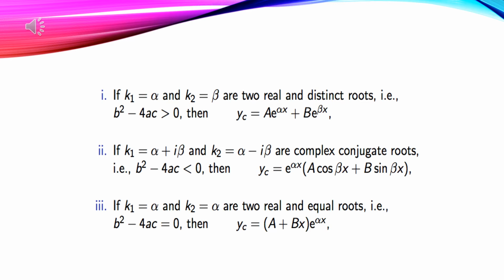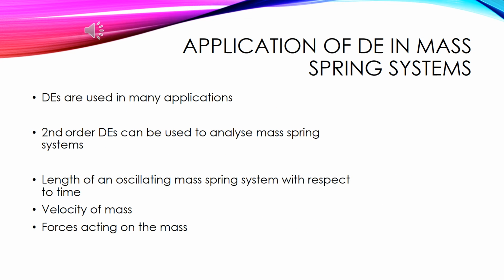Second order differential equations have a variety of applications in engineering, but in this video we will see how they can be used to analyse the mechanism of a mass spring system. Second order differential equations can be used to find the length of the oscillating spring at a certain time, and can then be used to find the tension in the spring and the forces acting upon the attached mass. Furthermore, they can be used to analyse the motion of the mass that is attached.